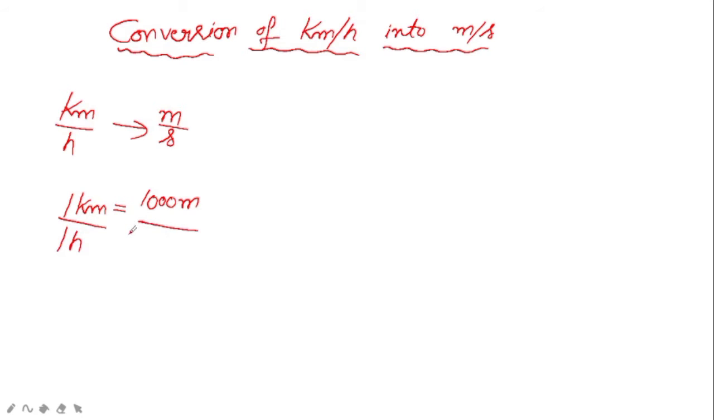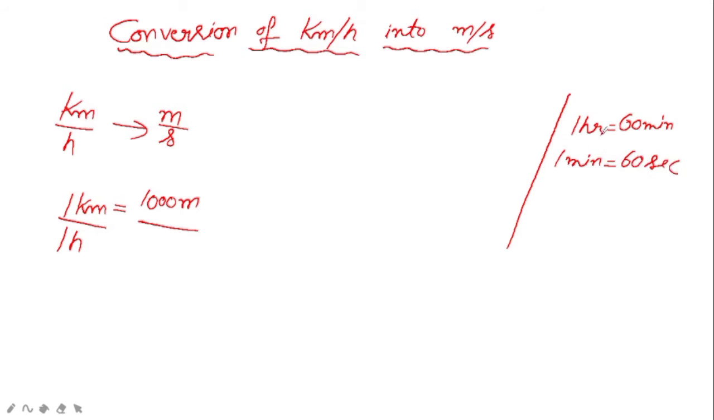So if you calculate that, I will do that here, it is 1 hour. So 1 hour is equal to how many minutes? That is 60 minutes, right? And then if I take 1 minute, 1 minute is equal to how many seconds? That is 60 seconds, right?